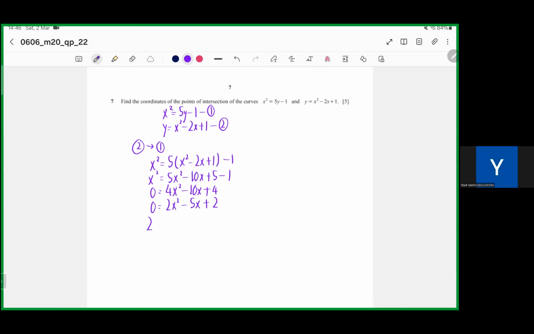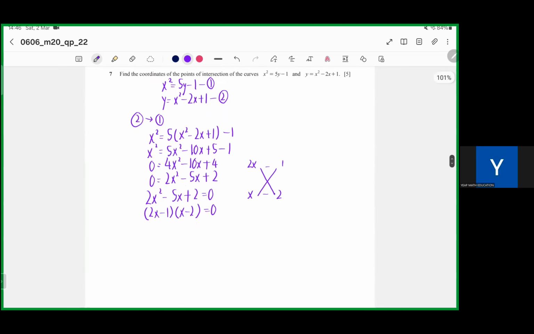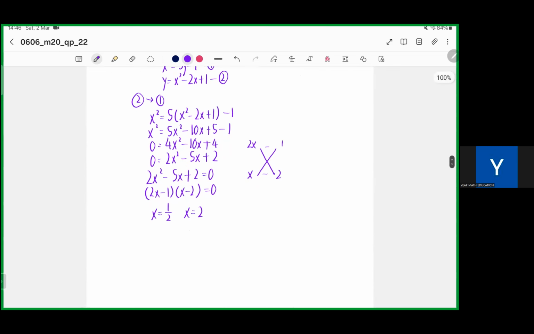Okay, now I arrange it in the correct form. 2x squared, so here is 2, 1. Minus, minus. So I get x equals 1 over 2, x equals 2. Now we need to find the y coordinate.